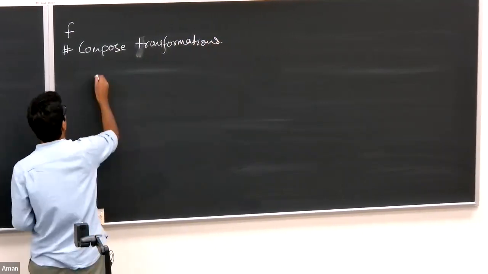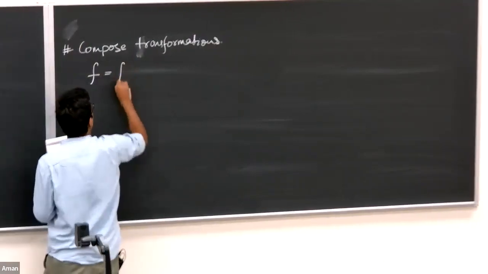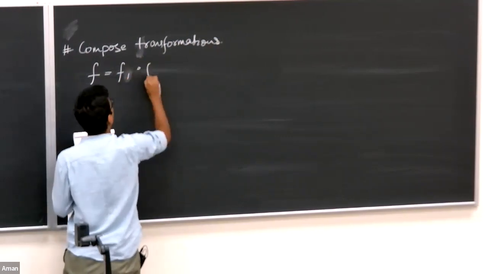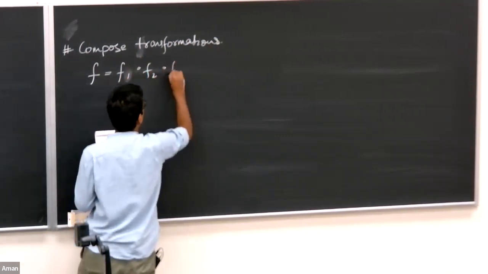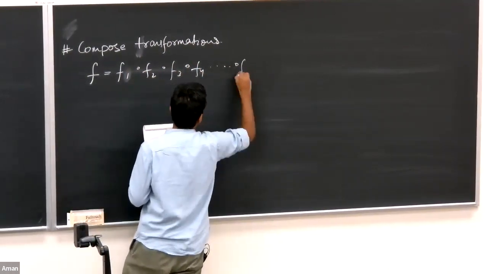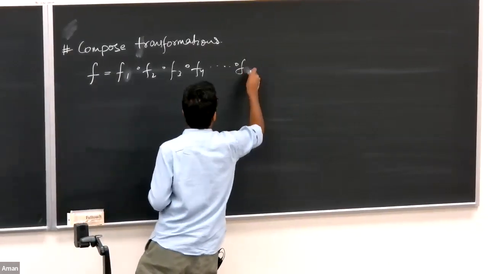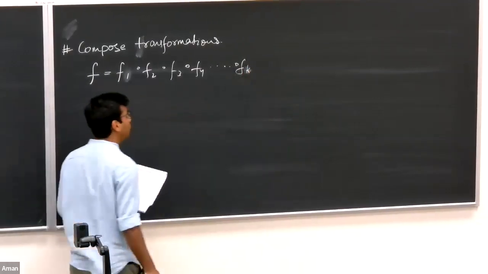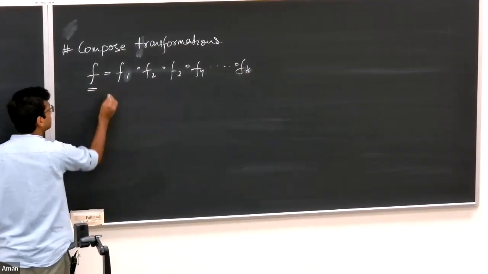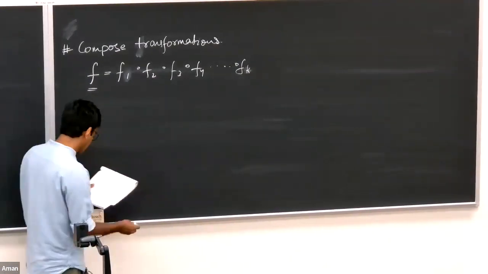Okay, so we design an overall function f, which is just a composition of individual functions f1 composed with f2 composed with f3 composed with f4. So this is k. Let's say you have k layers of these affine transformations, and overall together it's just one function f. It's just a composition of multiple affine transformation layers.